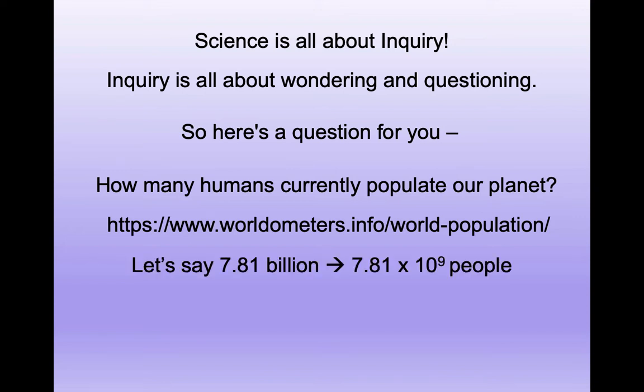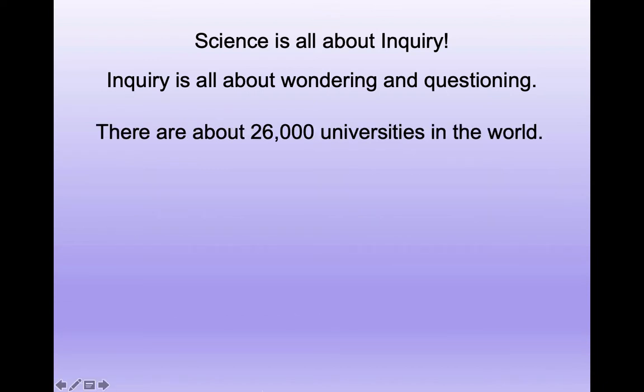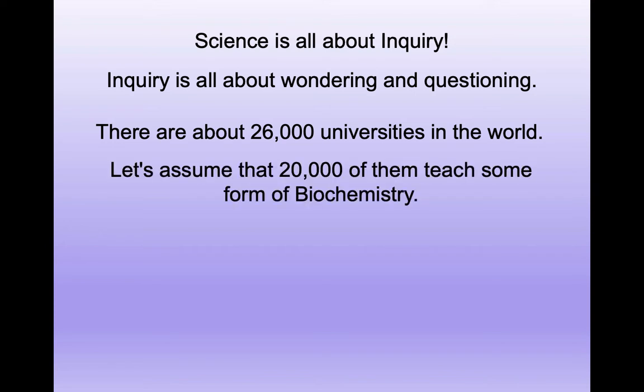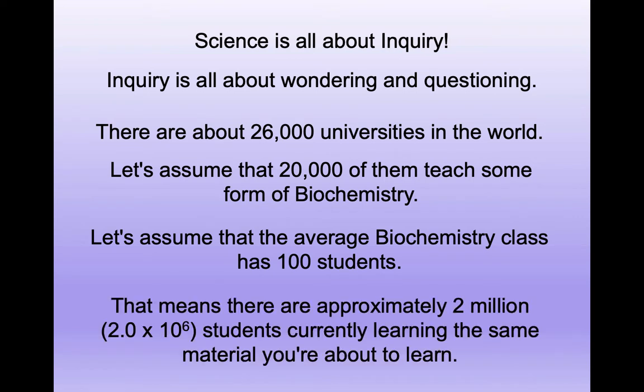So let's say there's 7.81 billion people on the planet. Here's another question for you. How many universities are there in this world? I used the handy dandy internet and found out that there are an estimated 26,000 universities in the world. That seems somewhat overinflated to me, but let's assume that 20,000 of these universities teach some form of biochemistry. And let's assume that the average biochemistry class has about 100 students. That means there are approximately 2 million students currently learning the same material that you're about to learn.